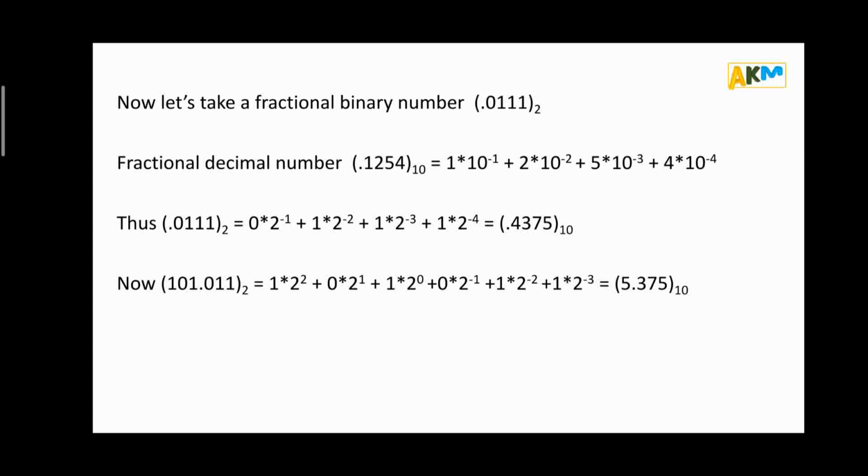So the binary number 101.011 equals 5.375 in decimal number system. So we have learned conversion of a fractional binary number to decimal number.